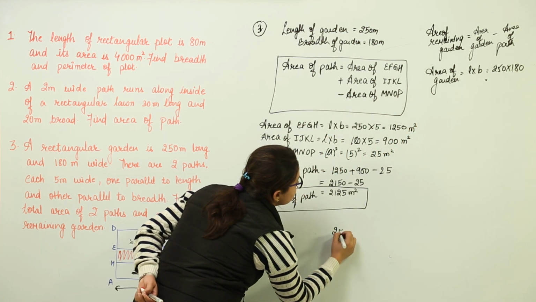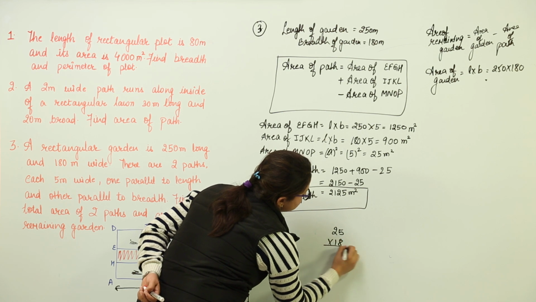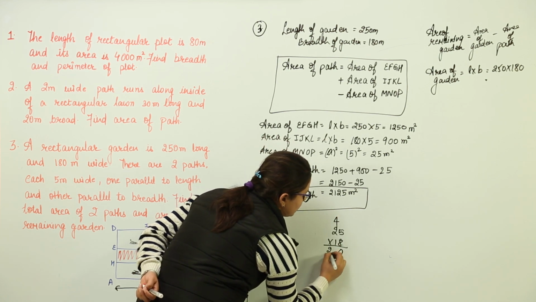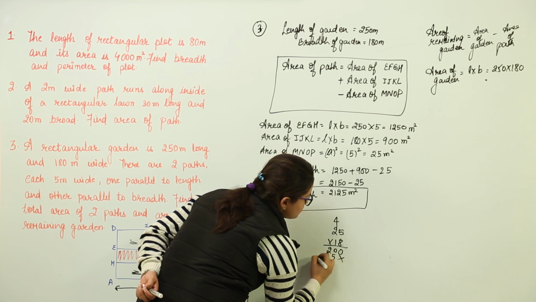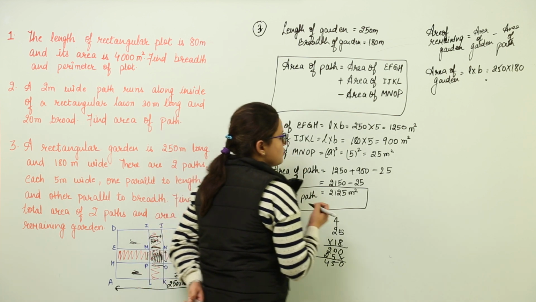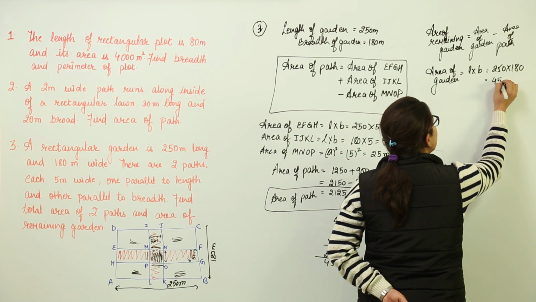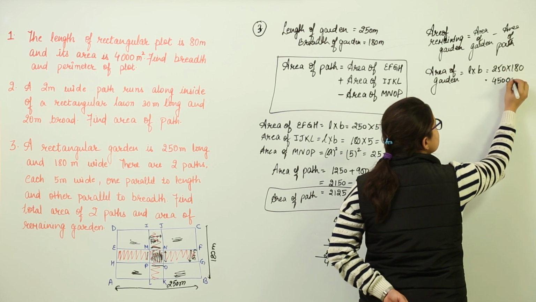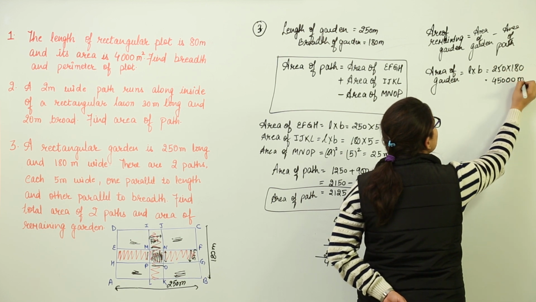Let us find that out. 25 into 18. 8 5s are 40. 8 2s are 16 and 4 is 20. Then 5 and 2, you get 0, 5 and 4. So you get 450 and the 2 zeros that I had not included in multiplication. So this is the area of garden.